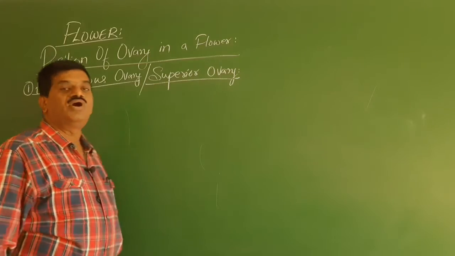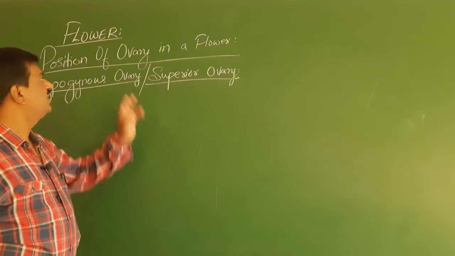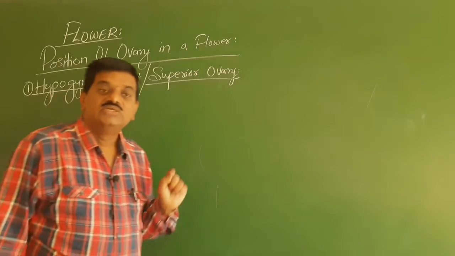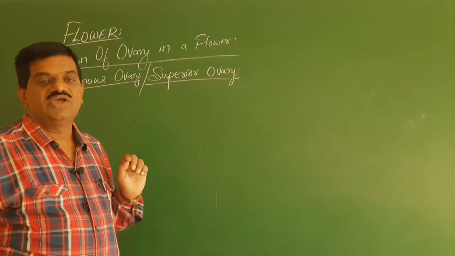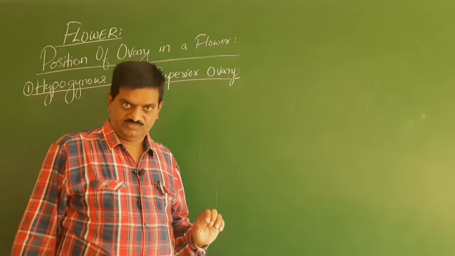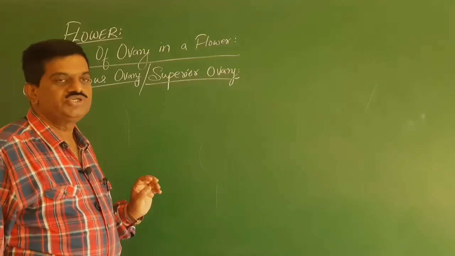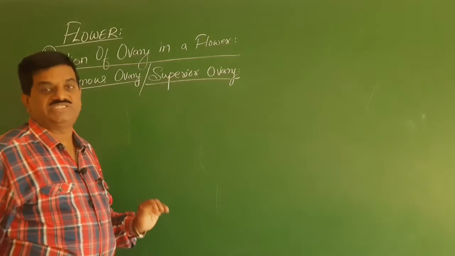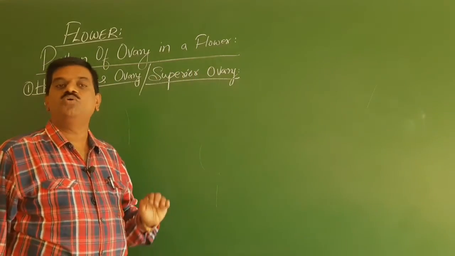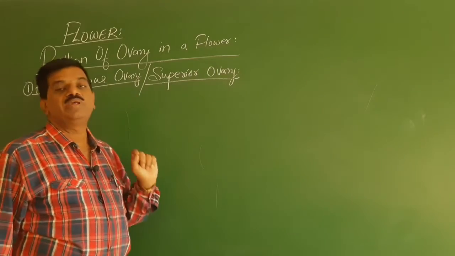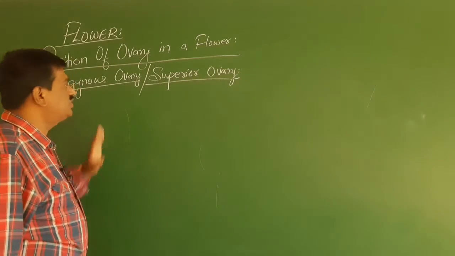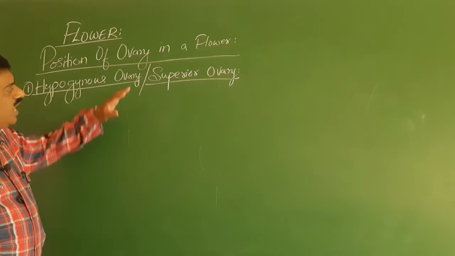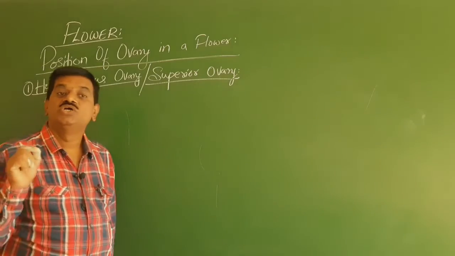Dear students, we are going for the next heading called position of an ovary in a flower. We know that the ovary is a female reproductive part. In a gynoecium, there are three parts: ovary, style and stigma. Based on where the ovary position is, whether it is above or below, we are going to discuss three types. The first one is called hypogynous ovary, also called superior ovary.